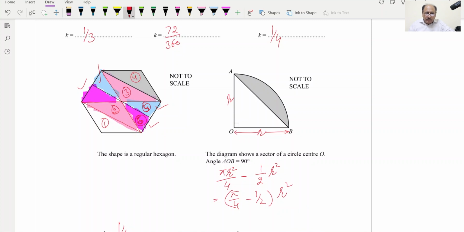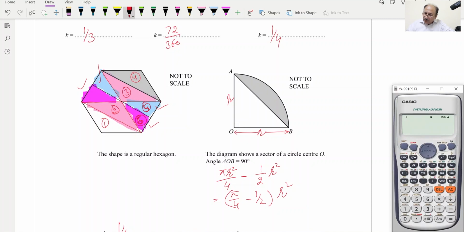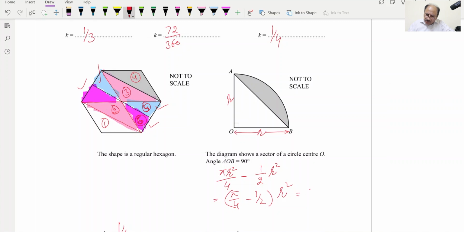Now basically we can solve this by calculator, so we can take fraction, and it will be pi over 4 minus 0.5 and bracket close, and this will be equal to 0.28. Otherwise, we will keep it as it is. So this is the area of the shaded portion.